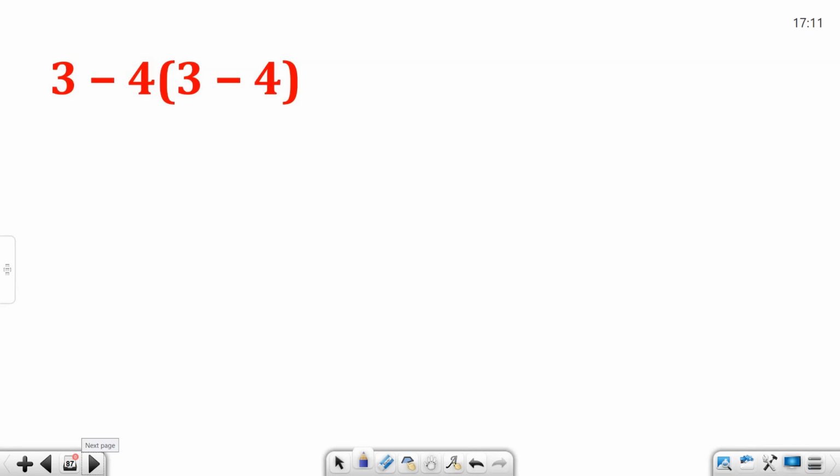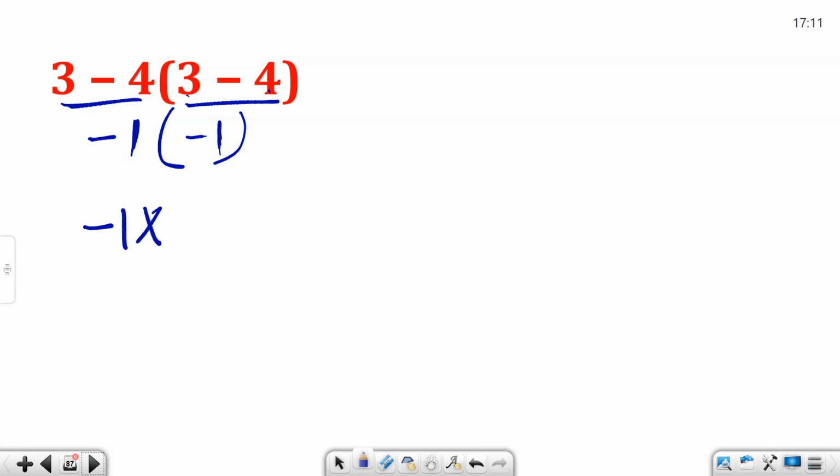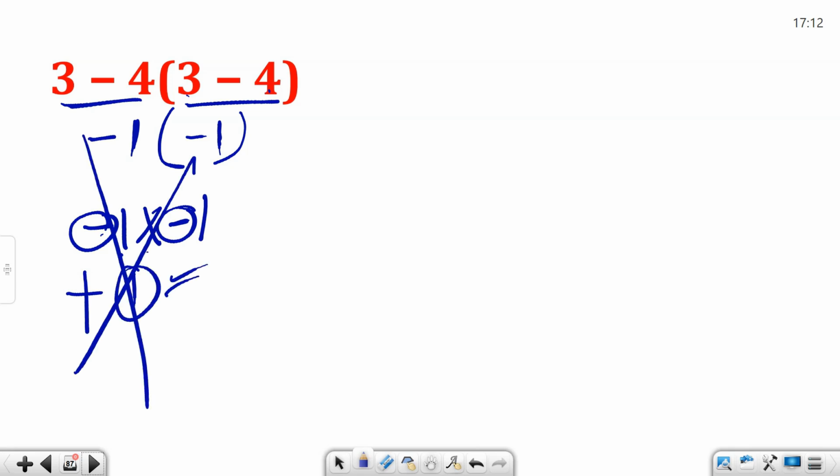Hello everyone. Today's question is (3 − 4)(3 − 4). That is (3 − 4 − 1)(3 − 4 − 1). Now, if we remove the brackets and multiply, it's −1 times −1. When you multiply minus by minus, it becomes plus. 1 times 1 is 1. This is the answer, but this is the wrong answer, according to the BODMS rule.